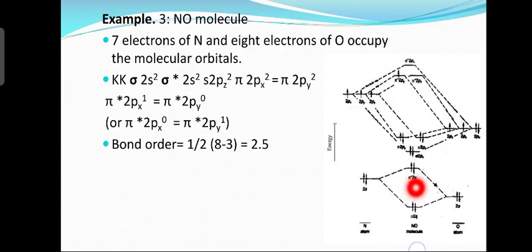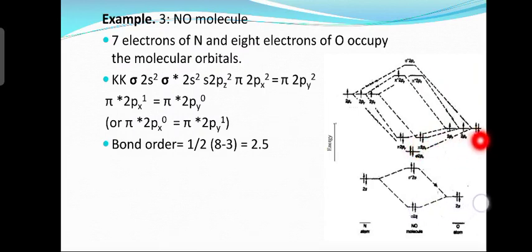So sigma 2s occupies 2 electrons, and sigma star 2s also occupies 2 electrons. Then here you have sigma 2pz, which is down here at a lower energy, because in the nitric oxide molecule, like oxygen, the atomic number is greater than 7. Sigma 2pz is down here, and pi 2px, pi 2py are up here, at a higher level.